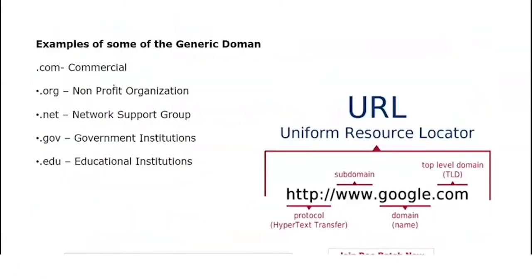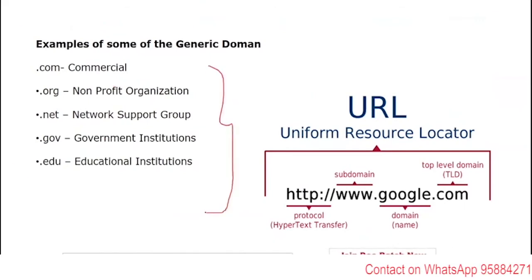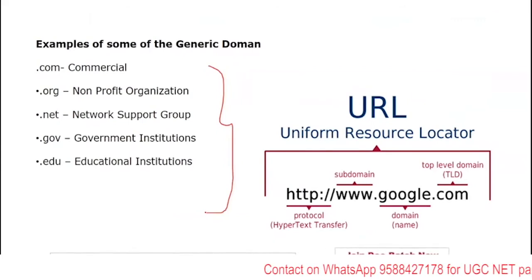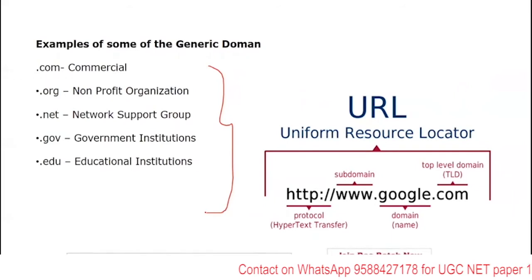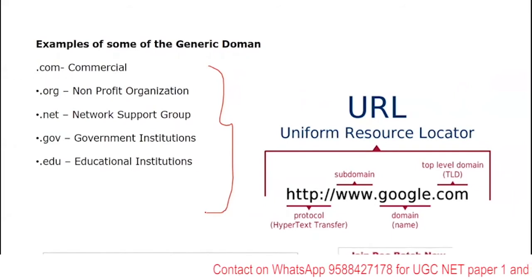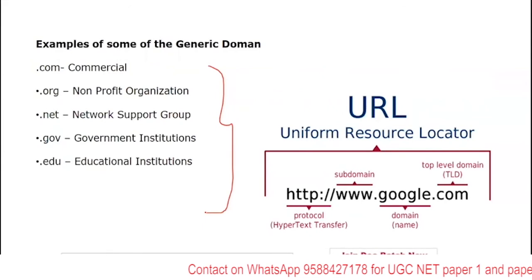Then the next one we have is some of the examples where you have the uniform resource locator with its sub-labelings, as well as some domains, that is .com refers to commercial. Now this was also one of the questions in one of the previous years, so you should know what domain is used for what. So when we talk about .com, commercial; .org for non-profit organization; .net for network support group; .gov for government institutions; and .edu, specifically educational institutions.